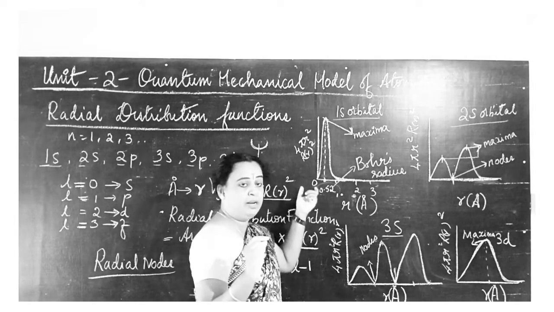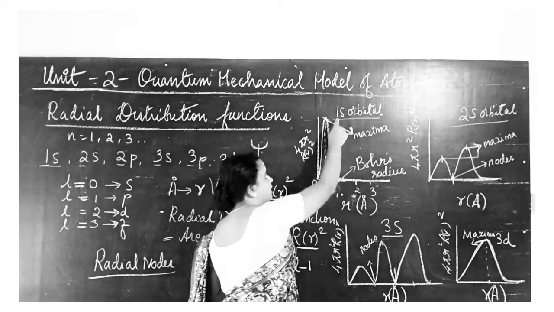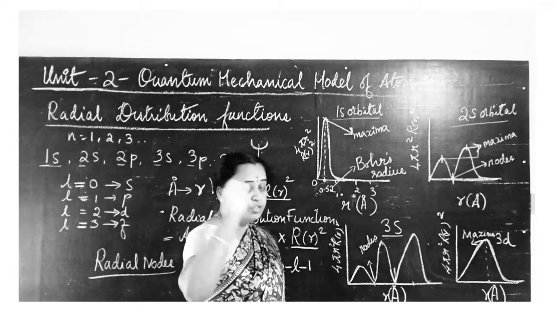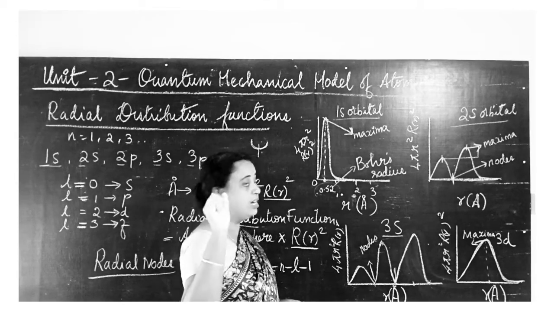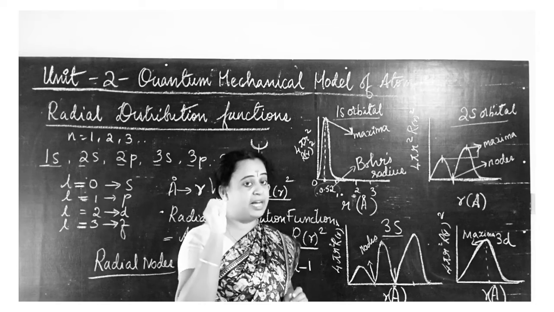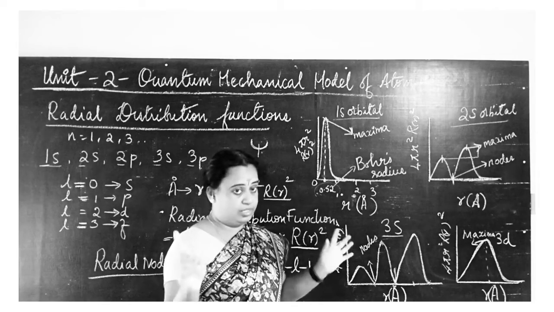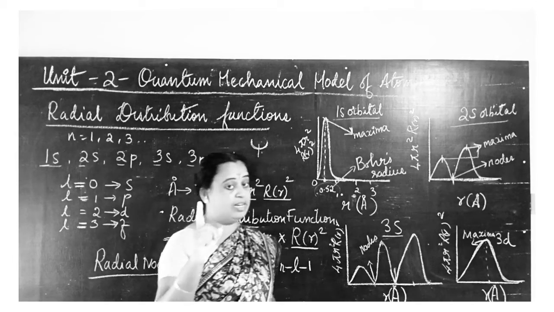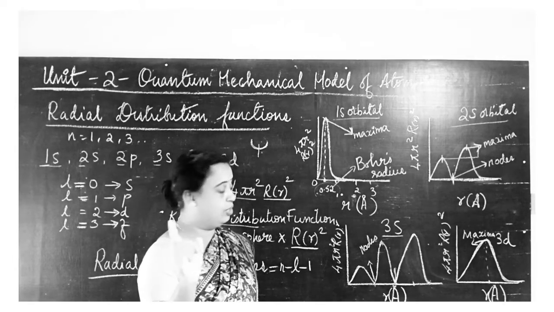Okay, so 1s orbital means the first shell. 1 represents the first shell. S means s orbital. So the first shell orbital, that is 1s orbital, will be near to the nucleus. So the probability of finding electron is maximum. There is no nodes there. That means you can find electron around the nucleus in the first shell, 1s orbital.